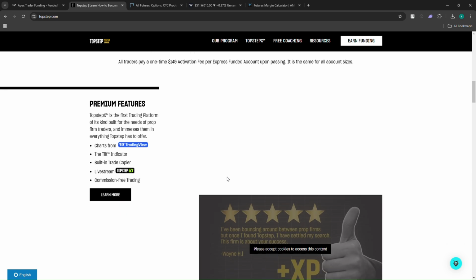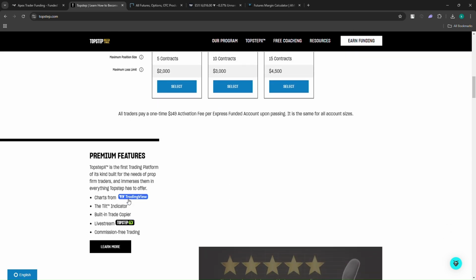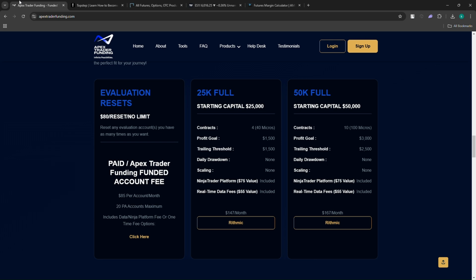And then for them, they are also Mac compatible. So you can use their TopStep X trading platform, which uses TradingView charts. It is pretty good to use. I like using Quantower personally. If you have a PC, you can download Quantower. But if you don't have a PC, then I recommend using the TopStep platform. Apex allows NinjaTrader, and NinjaTrader does have a Mac platform, I'm pretty sure.